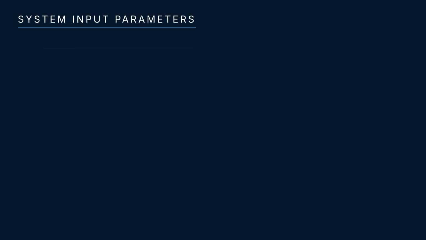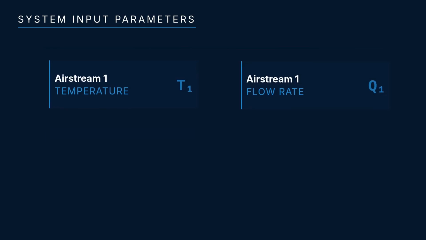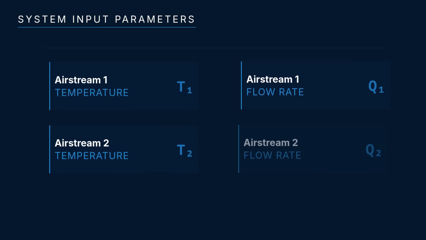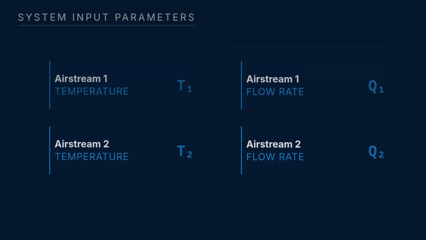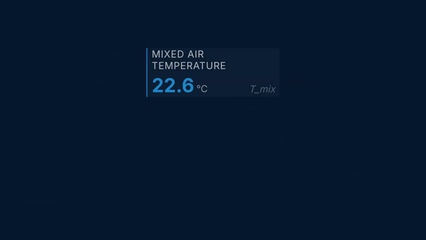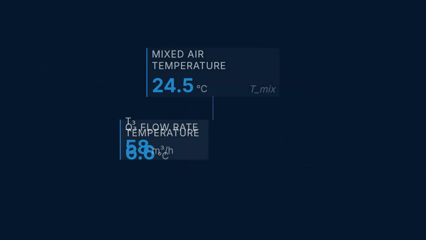The input fields include Airstream 1 temperature, T1, Airstream 1 flow rate, Q1, Airstream 2 temperature, T2, and Airstream 2 flow rate, Q2. There's also a Mixed Air Temperature, T-mixed field, plus Airstream 3 temperature, T3, and Airstream 3 flow rate, Q3, for 3-stream calculations. Let's work through an example.